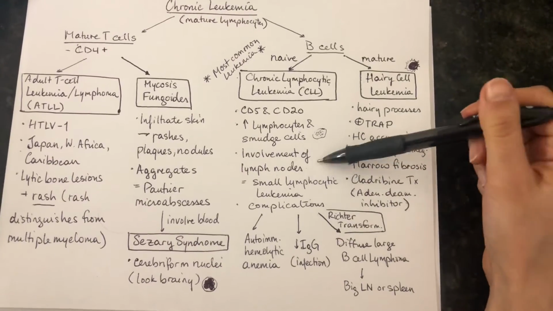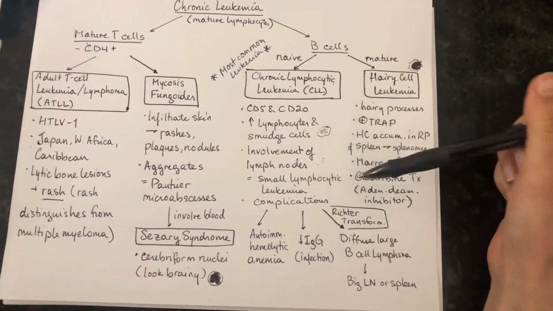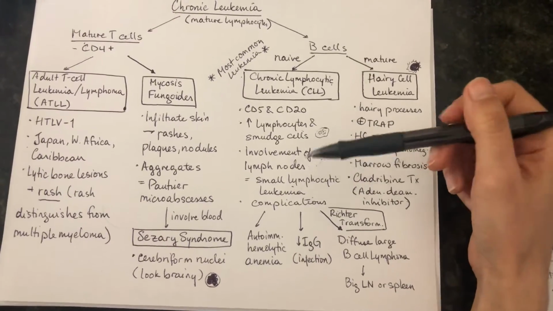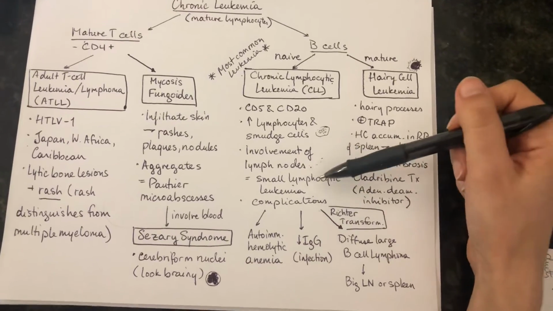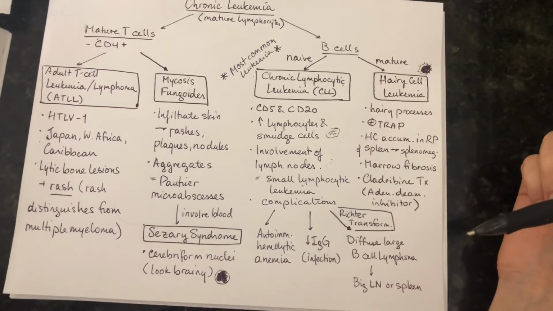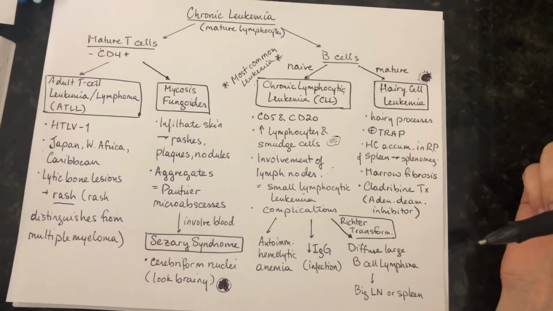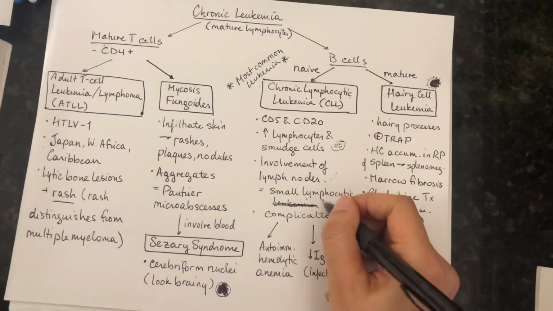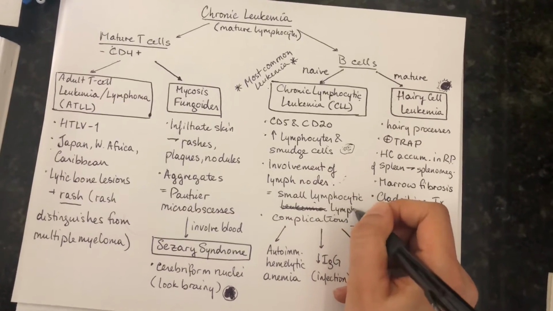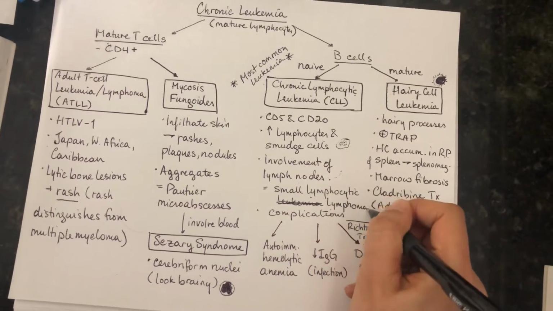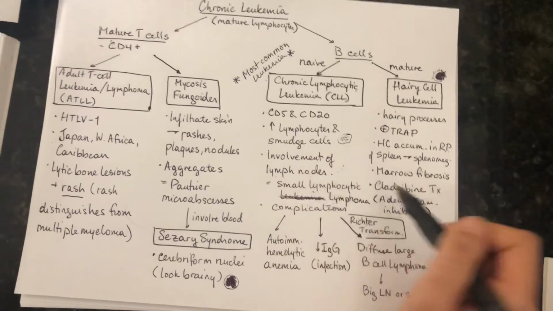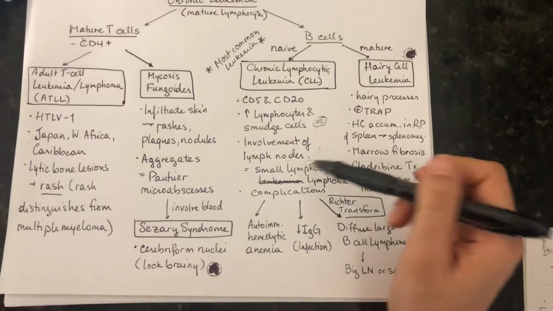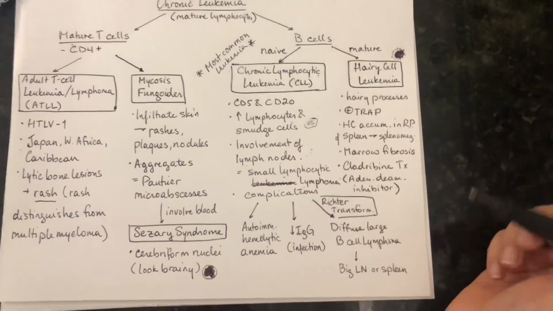And sometimes you're going to have involvement of your lymph nodes. If you do, it's going to be called small lymphocytic lymphoma, because it's a mass in your lymph nodes, right? So anytime you have a mass, it's going to be a lymphoma. Let my mistake teach you.